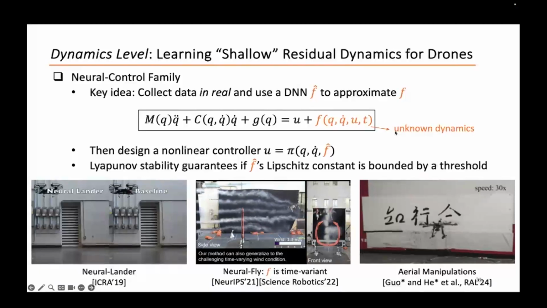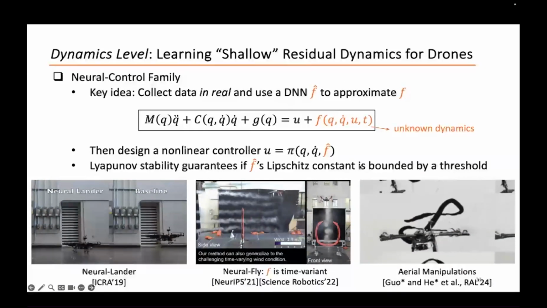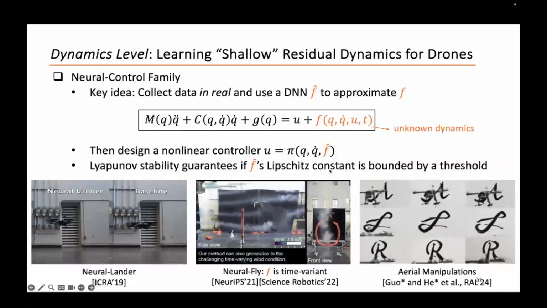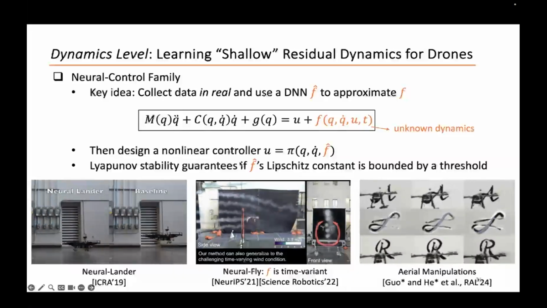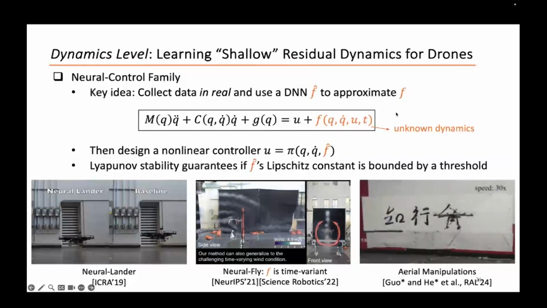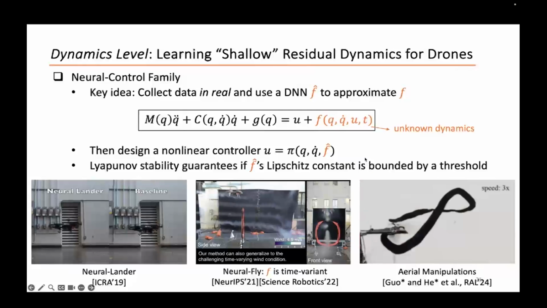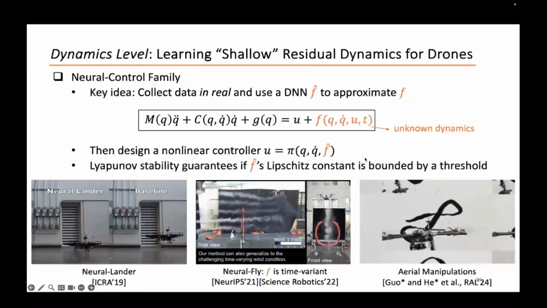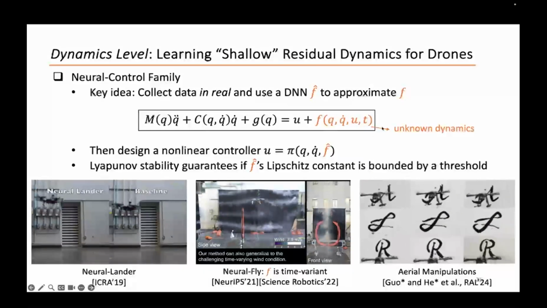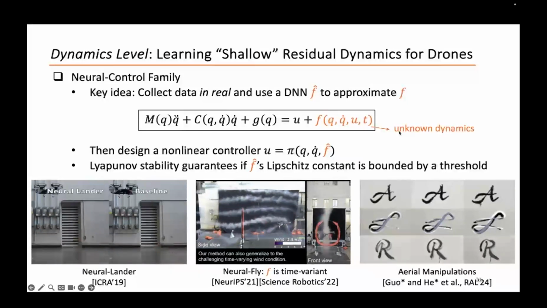We use a small neural network, F hat, to approximate this F function. Once we have F hat, we plug it into some nonlinear controller to get a policy. For example, you can use adaptive control or you can use MPC. In general, if you care about stability and safety guarantees, you have to regularize F hat, for example regularize the Lipschitz constant or something like that.